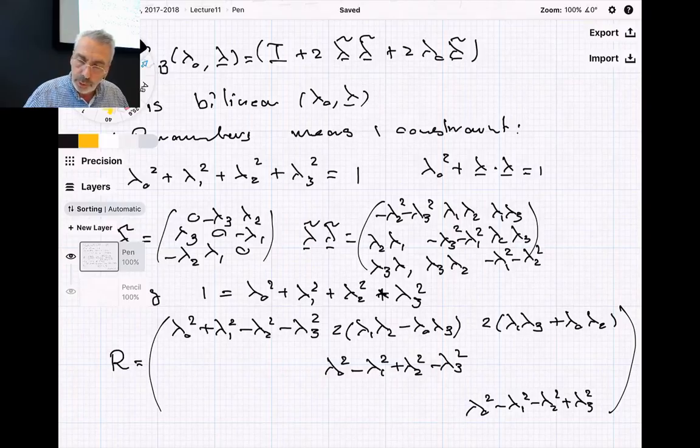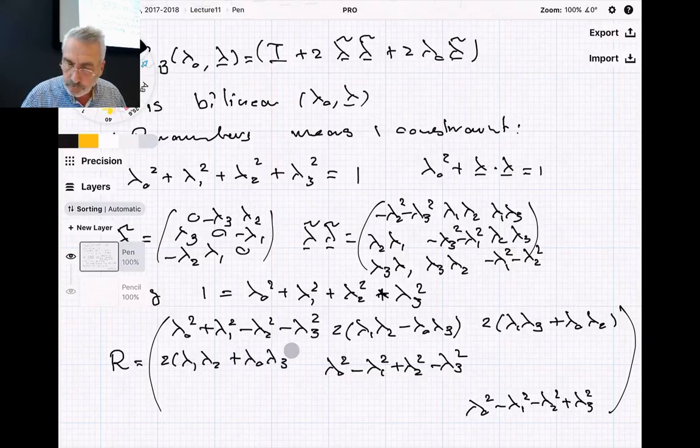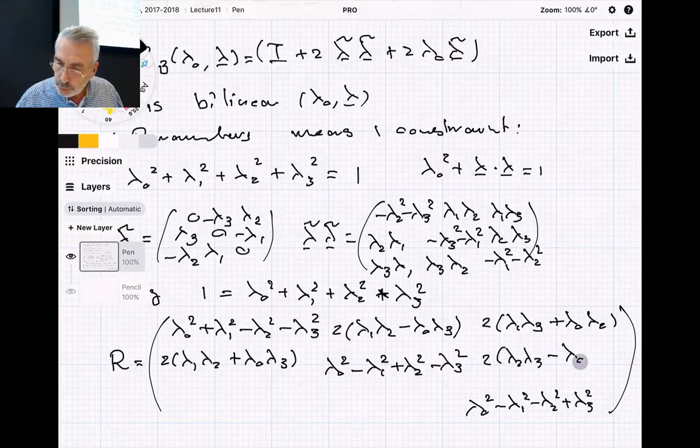Then we go to the next row. Well, the fun is that in the next row we have this identical thing here. So again, we have lambda 1, lambda 2. But since the cross product now has a plus, we get plus lambda 0, lambda 3. And here likewise, we need this entry, lambda 2, lambda 3, and then the minus lambda 0, lambda 1. And we finalize by saying the 2.